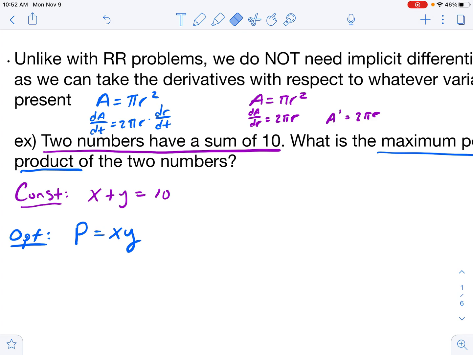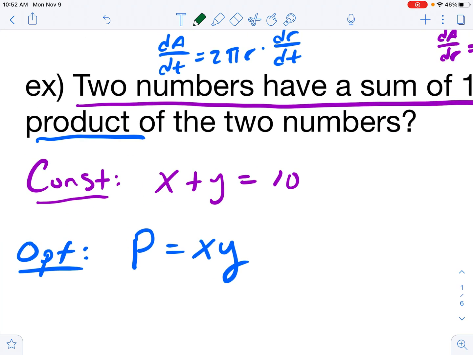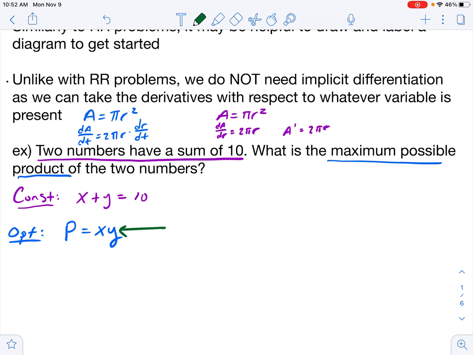Now, once you get this far in a problem, the rest of what we do is going to be very, very similar for all these problems. The hardest part is coming up with these first two equations. From here on out, what we do is very procedural. Ultimately, I want to find the max value of the product. So how do we find maxes and mins?